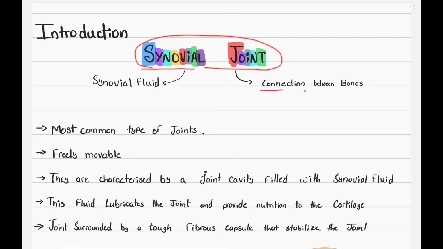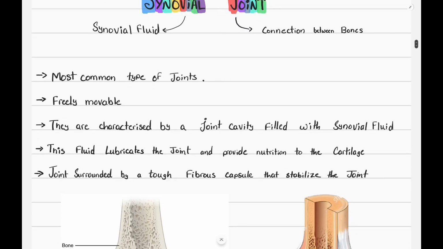And you must know a joint is a connection between bones. So the synovial joint is the most common and most freely movable type of joint in the body. Synovial joints are characterized by a joint cavity filled with synovial fluid. As I've already told you, joints are filled with synovial fluid in between. This synovial fluid lubricates the joint and provides nutrition to the cartilage.